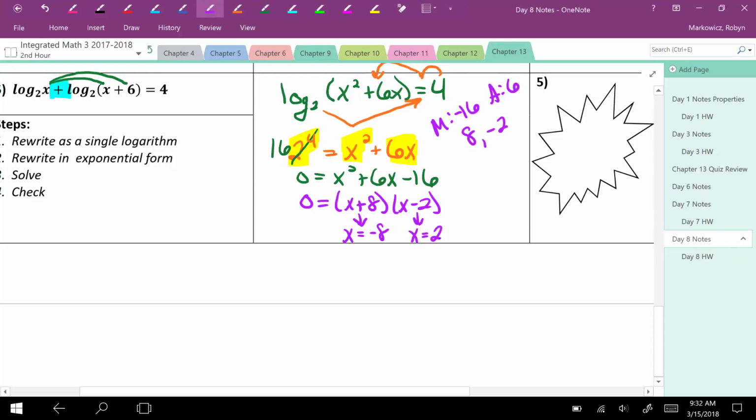This is a very important one to check. You should always be checking all answers to make sure they work, but especially when you factor. If I plugged in 2, would I get a positive argument in each of them? Yeah. What if I plugged in negative 8? If I plugged in negative 8 into just this piece right there, you get a negative argument. Therefore, it does not work. I'm going to cross it out. Make sure you cross it out. And my answer is x equals 2.